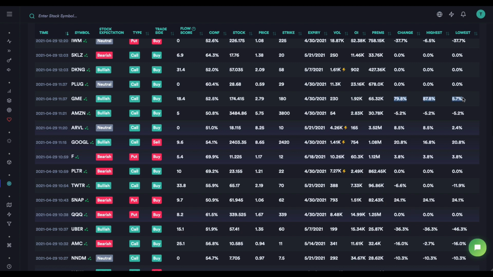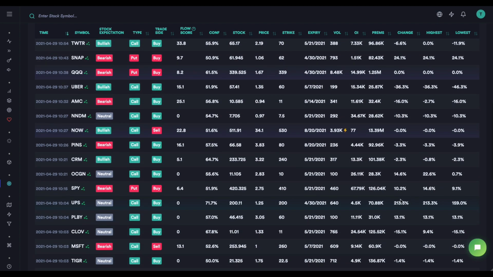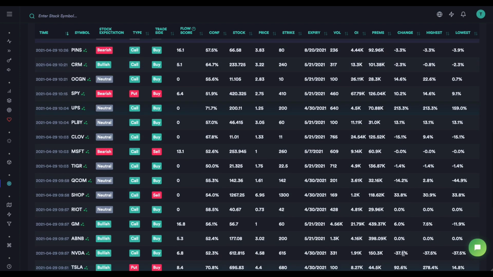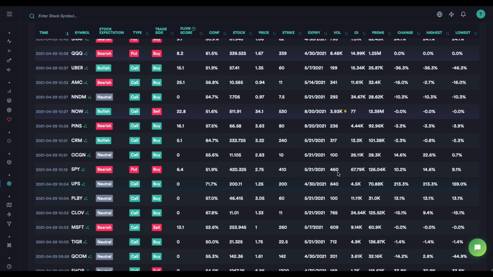This one was a really good one. This is again GME. This went up about 87%. Then we have some bad ones as well, and then again this was a really good one as well. This went up about 213%, which is a huge increase in options price. And then we have some small winners, and then again some very large winners, 92%, 33%, etc.